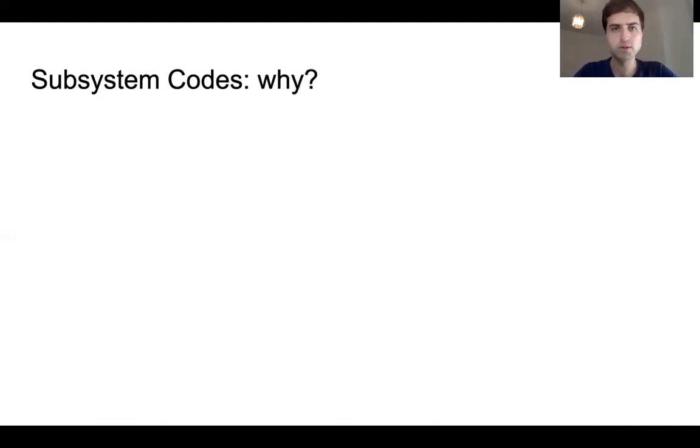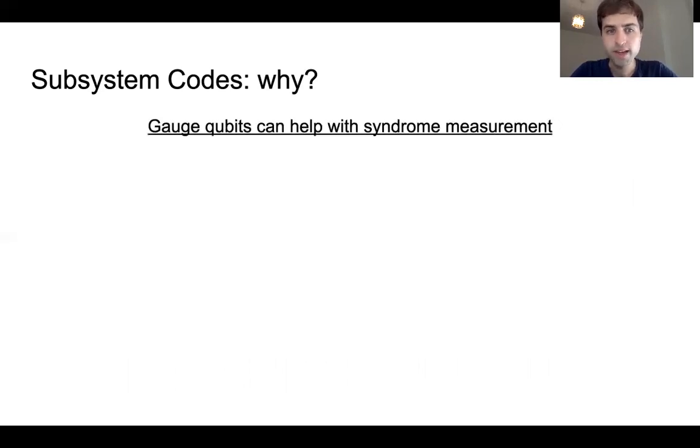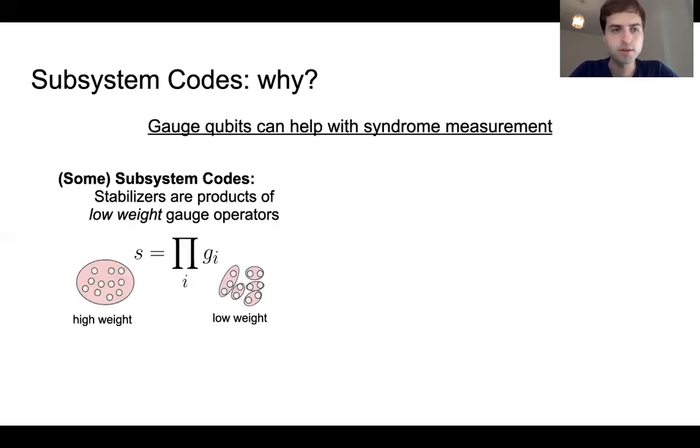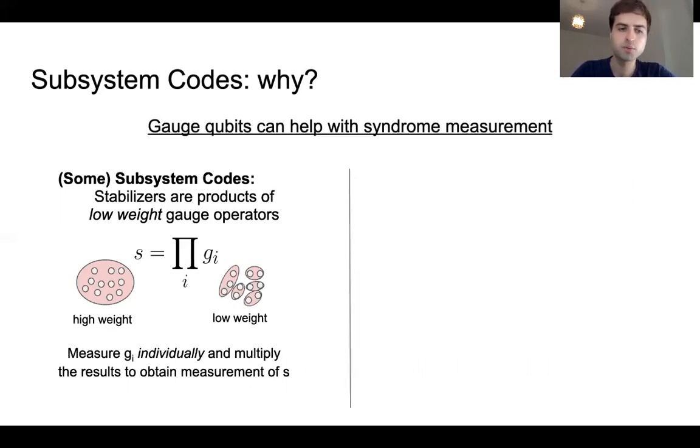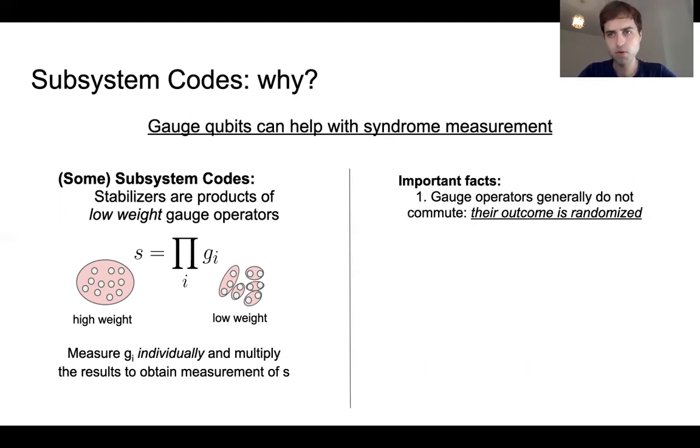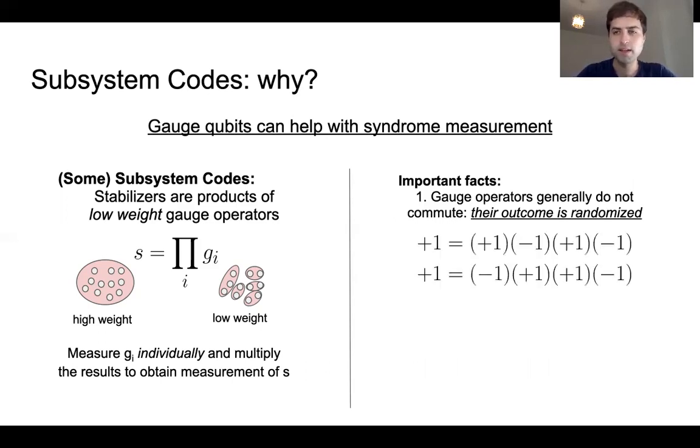So why would you not use all of the logical qubits? Well, these gauge qubits can instead be used to help with syndrome measurement. So in some subsystem codes, the stabilizers are the product of low-weight gauge operators. So you can measure each gauge operator individually and then multiply the results to obtain a measurement of the stabilizer. And some important facts to be aware of. One is that the gauge operators generally do not commute. And so as a result, their outcome is randomized. For example, these might be 2 different ways of measuring a stabilizer as a product of 4 gauge operators. And while their product is fixed, each individual gauge operator is measured uniformly at random, either +1 or -1.